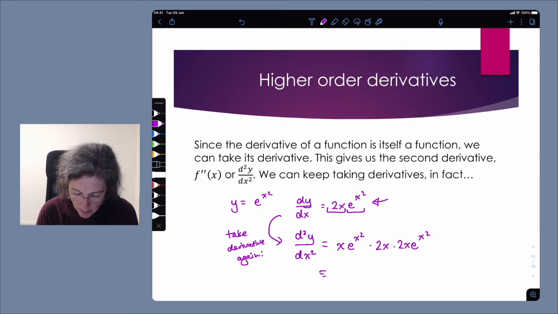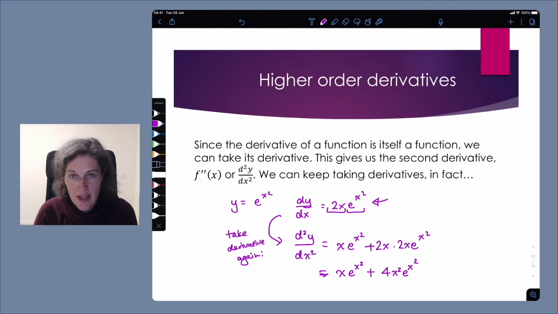And tidy this all up a little bit. We get x e to the x squared, and that should be a plus. Sorry. 4x squared e to the x squared. And if you felt like it, because if you have a look at this over here, you can see that that's a function, so you could take the derivative, that would give you the third derivative. You can keep going. As long as you can keep taking derivatives, you can keep taking derivatives.